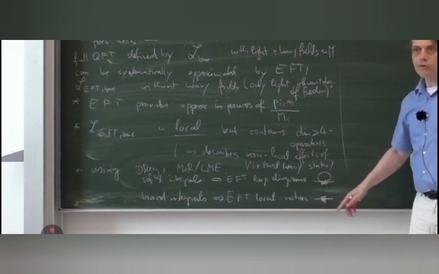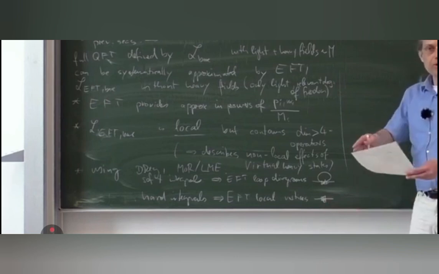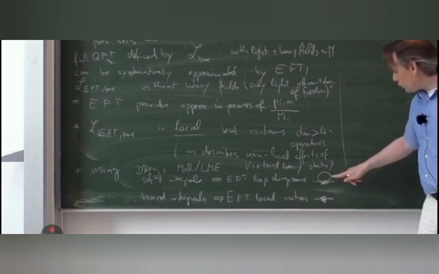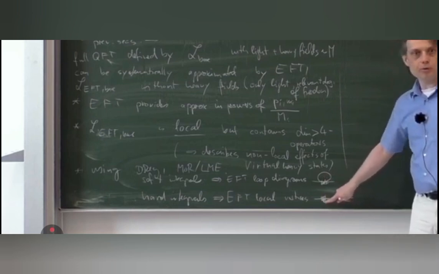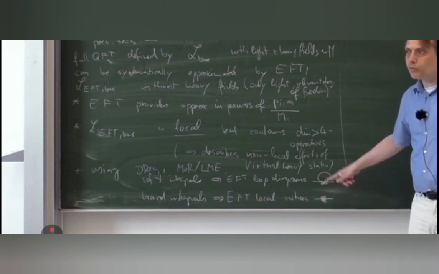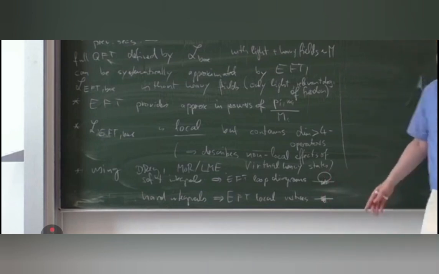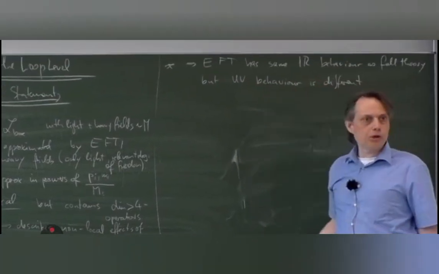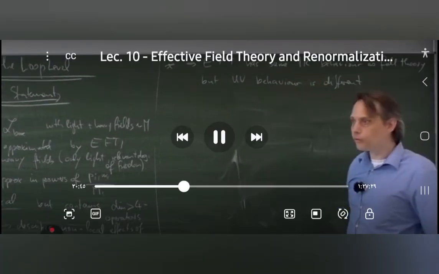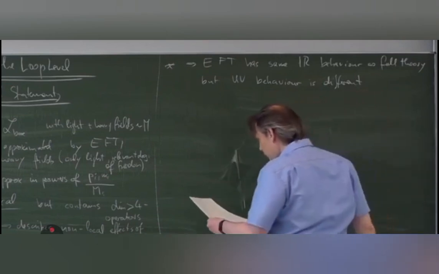So instead of one ultraviolet finite Feynman diagram, we have now two, one which is divergent, another one which is a tree-level vertex, which must also be divergent, and the divergence is cancelled. But this is of course an illustration of the fact that the ultraviolet behavior is different in the two theories. But the infrared behavior is the same.